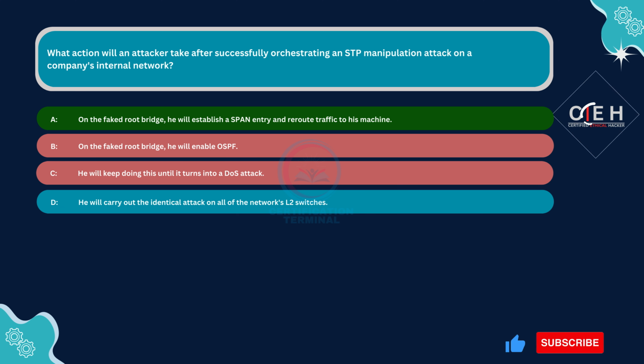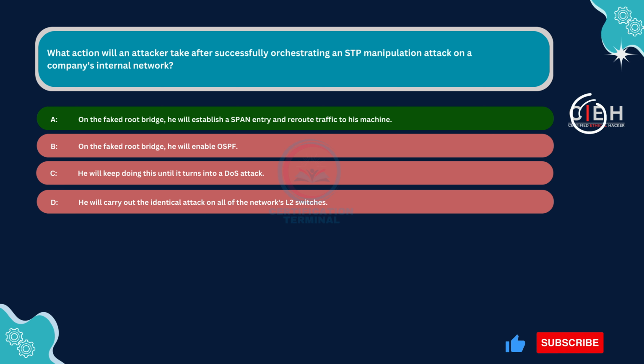Option C is incorrect. While an attacker may continue to perform STP manipulation attacks to disrupt network operations and cause a denial of service condition, this is not the immediate action they would take after successfully orchestrating one STP manipulation attack. The scenario described in this option represents a prolonged campaign of STP manipulation attacks rather than the immediate next step following one successful attack.